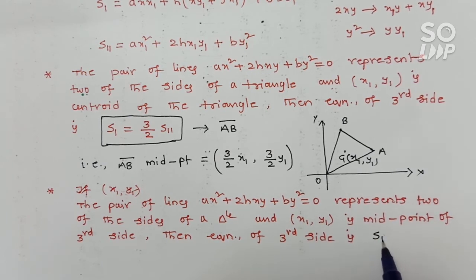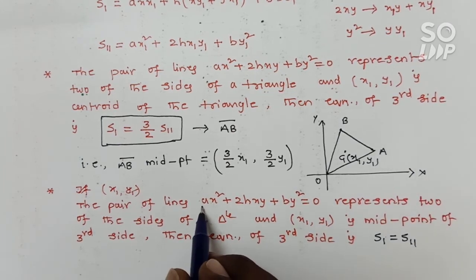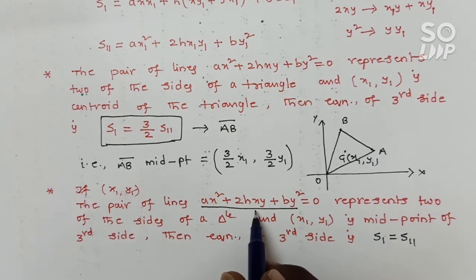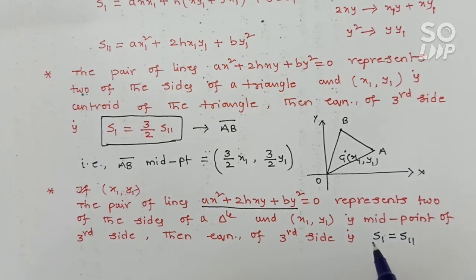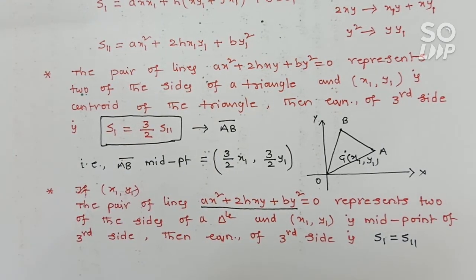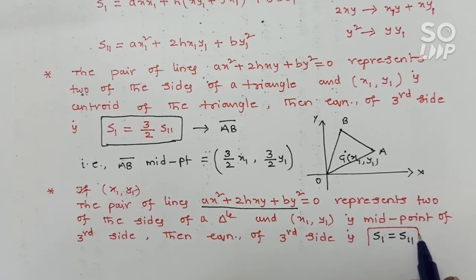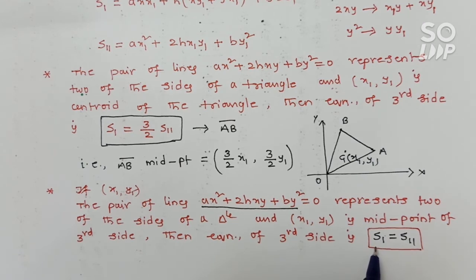What is the meaning of S? S is nothing but the given second degree equation. Now by taking this one, we already discussed the notations above. This one is S1 is equal to S11. So when will you apply this formula? Directly, if I give the midpoint of the third side, then to find the equation of the third side, the formula will be S1 is equal to S11.